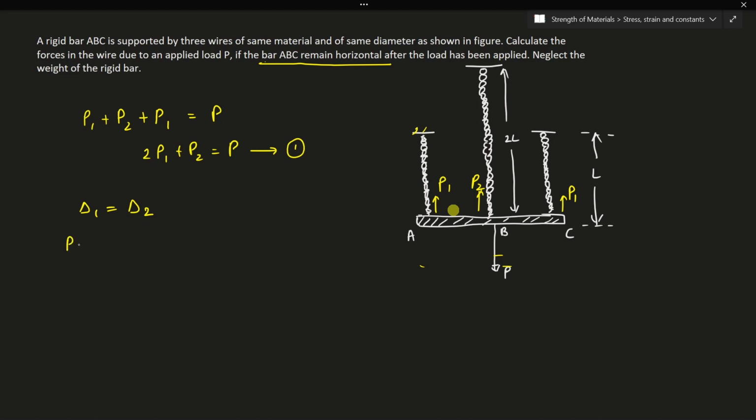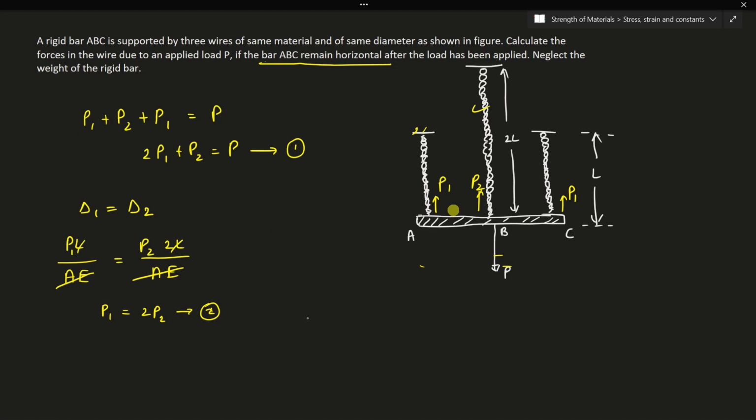Right, let me apply the formula for delta, which is nothing but PL by AE. Here for 1, meaning the smaller rope, the load will be P1 into L, divided by A and E, which will be equal to that of rope 2, meaning P2 into the length 2L, divided by AE. Here L and L cancel, AE and AE cancel, so P1 is equal to 2P2. I'll call this equation 2.